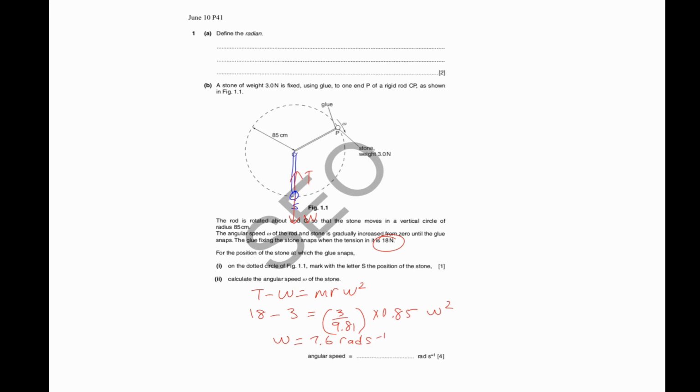All right. Now you don't have to draw a stone like me. You can just label on the circle here S. But I drew a stone to help you understand. All right. Next part. Calculate the angular speed of the stone.